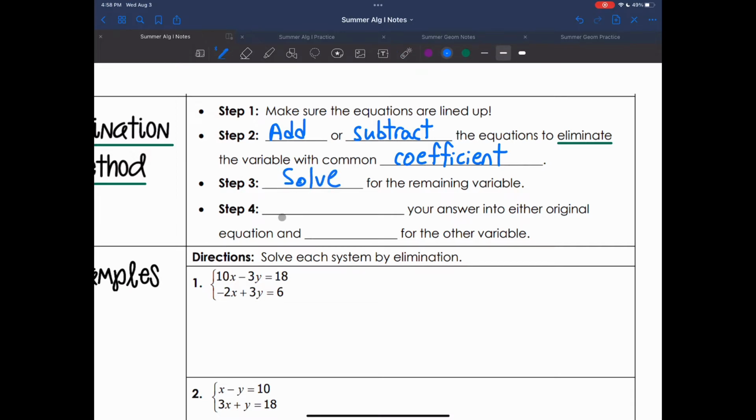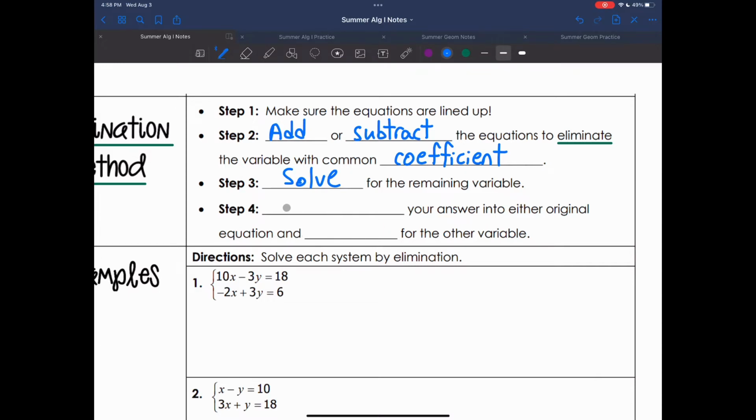And then our very last step, after you solve that little equation, the technical words you would put here, and I'm going to give you an option of what you want to write, would be substitute your answer into either original equation and solve for the other variable.